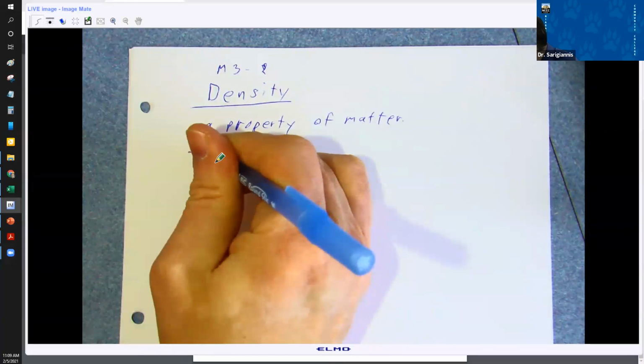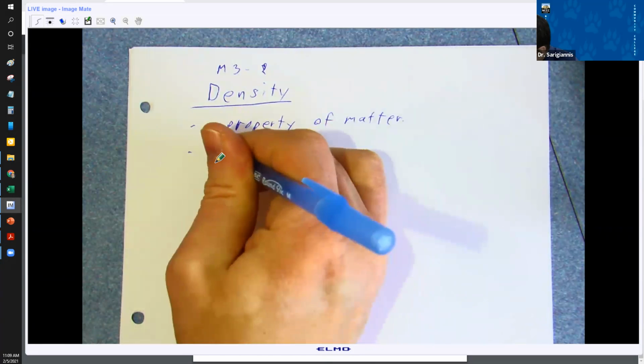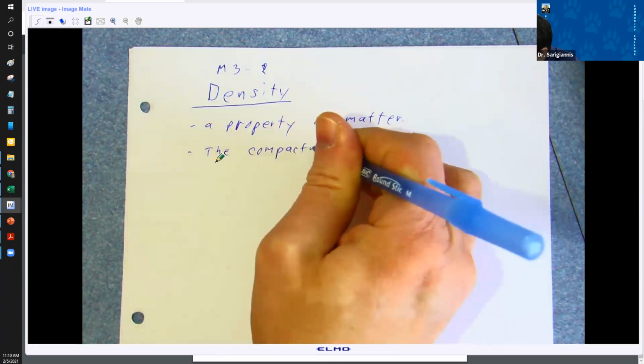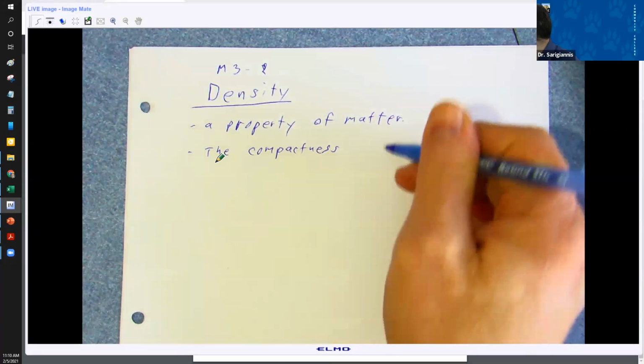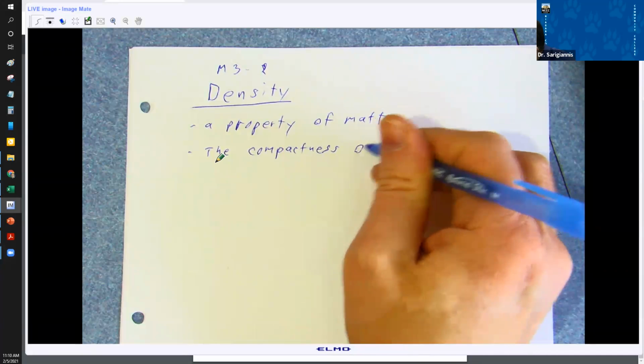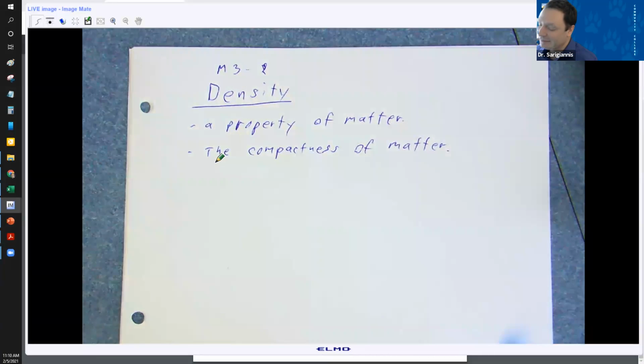And it's basically the compactness, right? If you go outside right now, depending on where you are, and you find some snow, you're going to pick it up and it's going to sort of maybe crumble apart. But then you take that snow and put it between your hands and press it together, right? What are you doing? You're compacting it.